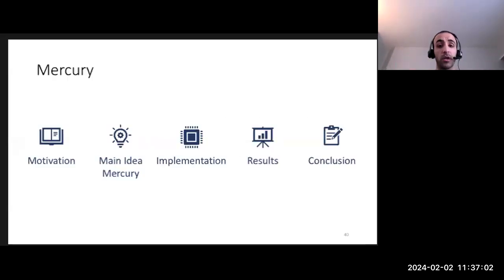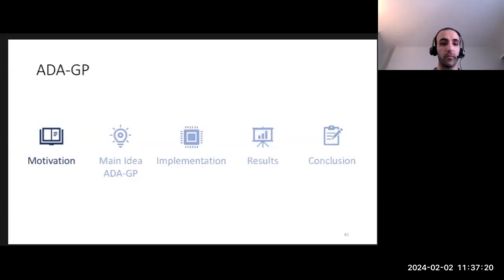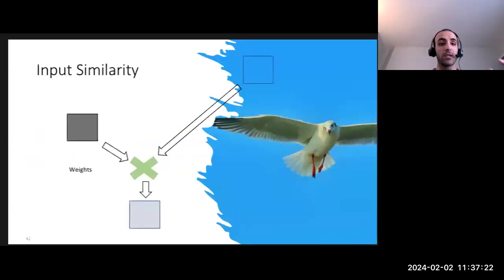For this work, first of all, I will talk about the motivation behind this work, and then I will provide more details about the main idea of Mercury. Then I will present the implementation details of Mercury. In the results section, we will see some interesting results that we got using the Mercury technique, and finally, we conclude this paper. Motivations.